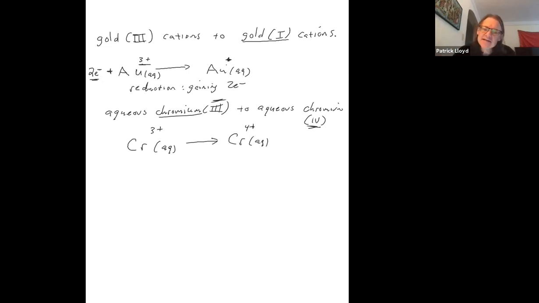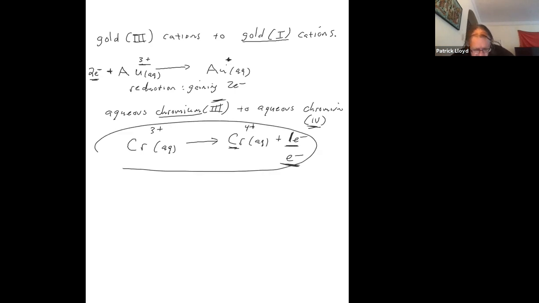And we add the negatively charged electrons to the more positive side. So this is more positive. So we add an electron. Now you can put 1 electron or you can just put electron. If it's just 1, you can just put e negative. That's fine. I usually put 1 in front of it, but it doesn't really matter. And there you go. Now, is that reduction or oxidation? This is oxidation because we're losing electrons, right?